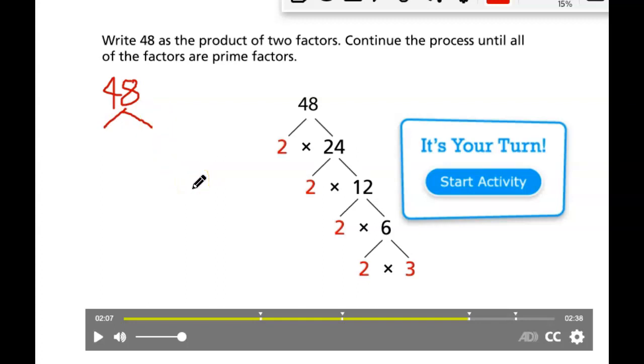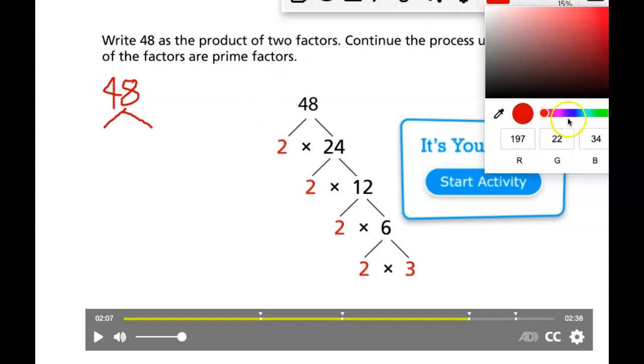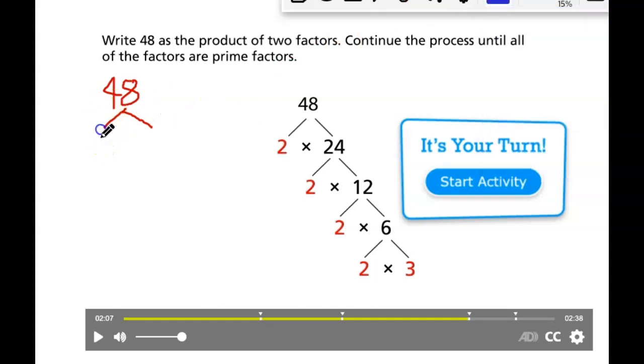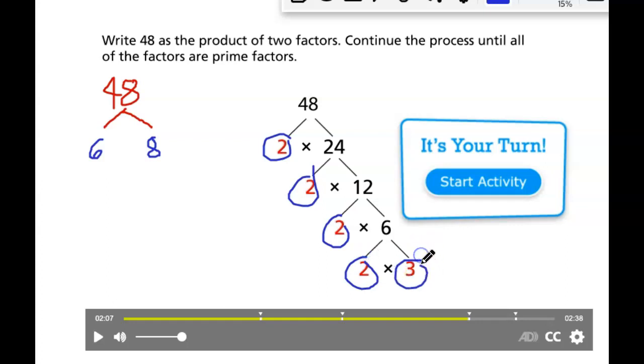What other factors? Let's say you were not able to think of a prime number right away. What other factors do you have? Go ahead. 6 and 8. We could do 6 and 8. I did not think of a prime number right away, but that's okay because I'm still going to end up with prime numbers. So I could circle all the prime numbers so I know that we are done with it, right? So that is the prime factorization of 48.